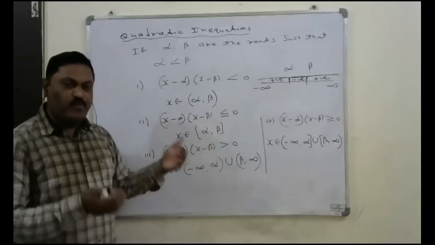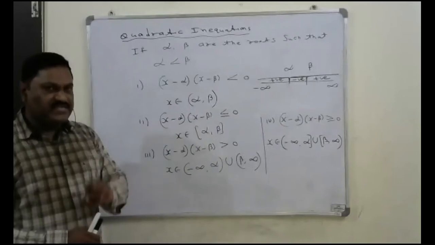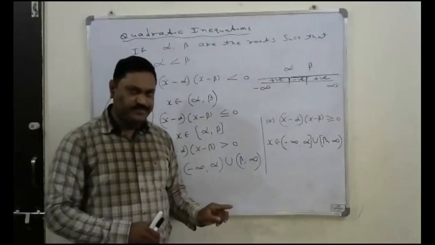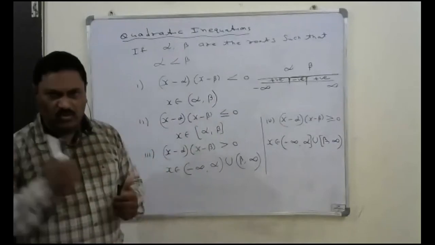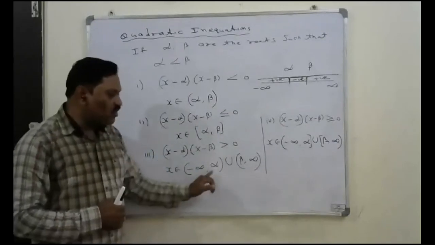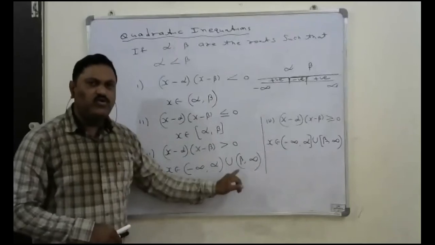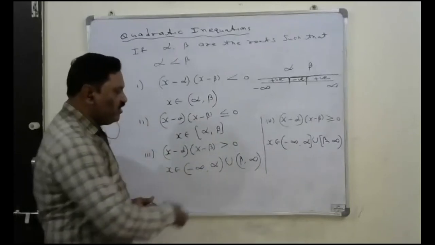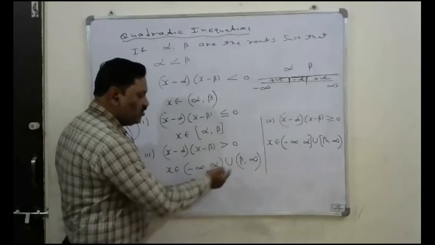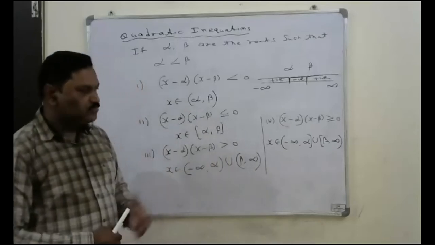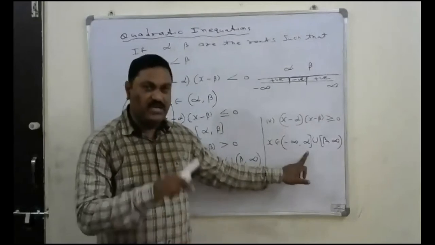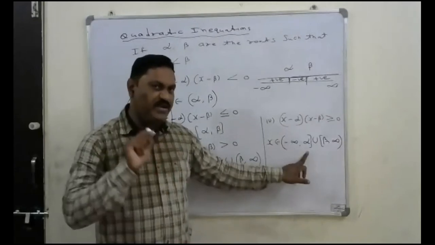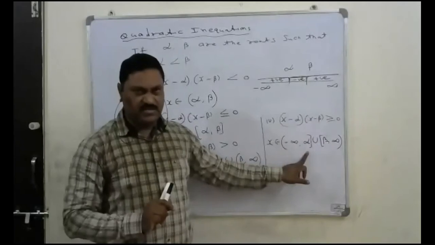If the product has a positive sign, x does not lie between the roots. x is smaller than the smaller root or bigger than the bigger root. So minus infinity to alpha, or beta to infinity, we have to take. Whenever equal to is not there, always take the open bracket. Suppose equal to is there, we have to take the closed bracket, because in certain cases alpha and beta can also be considered.